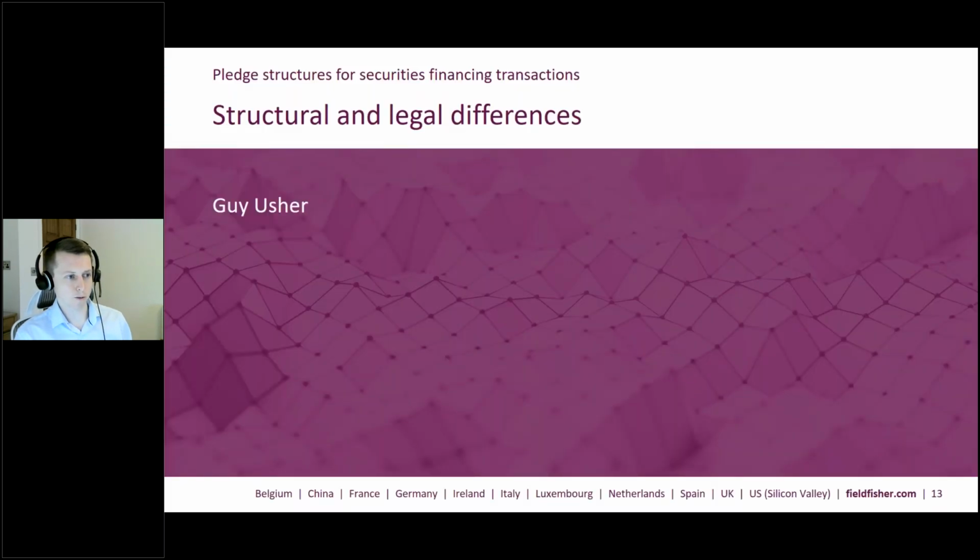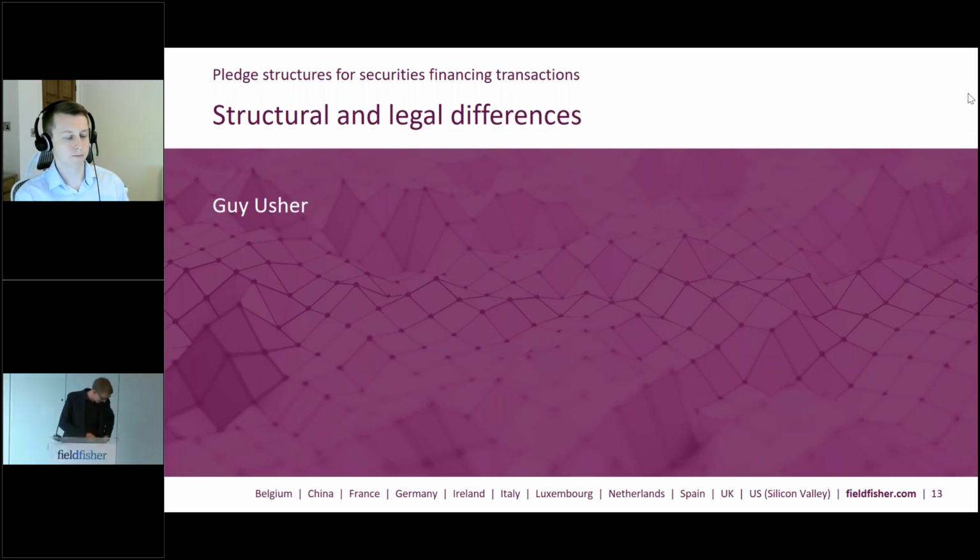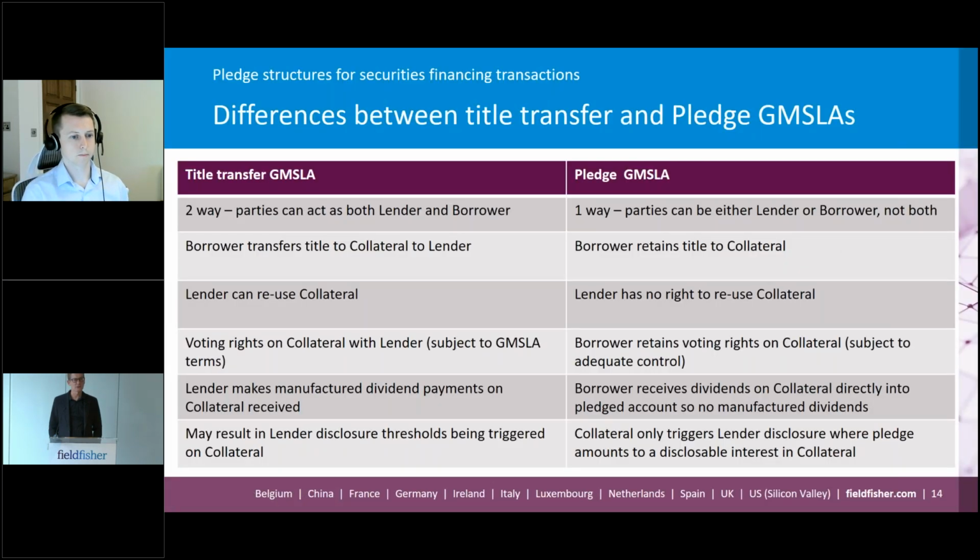Okay, so I'm now going to hand over to Guy, who's going to talk about the structural and legal differences of the pledge and title transfer arrangements. Hello everyone, my name is Guy Usher, and I'm just going to talk through some of the structural differences, practical differences, and some of the legal issues. Some of these are very straightforward and perfectly obvious, and they're just repeating what's been said to a degree, but I'm going to try and pull out some additional points on them.